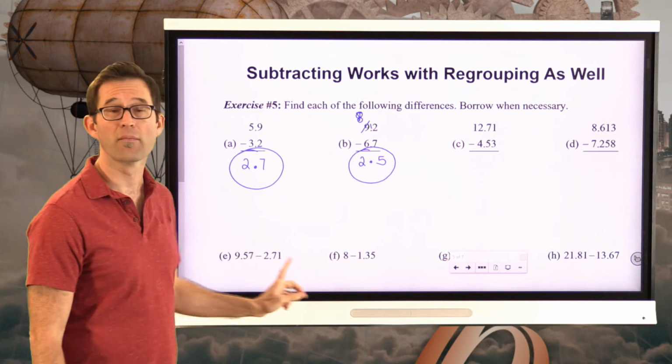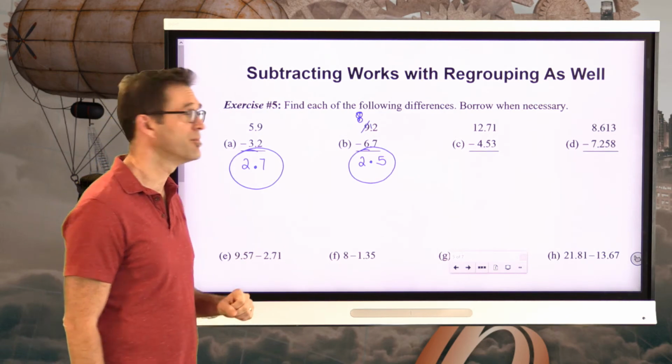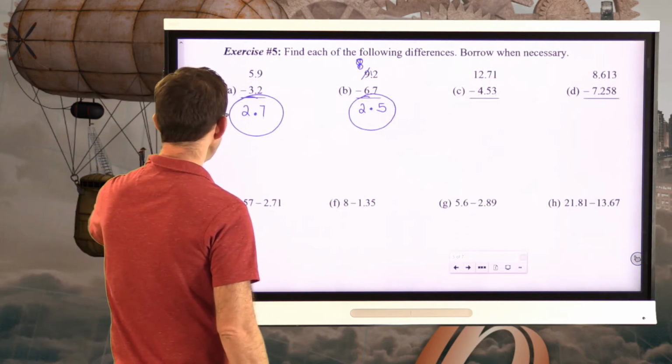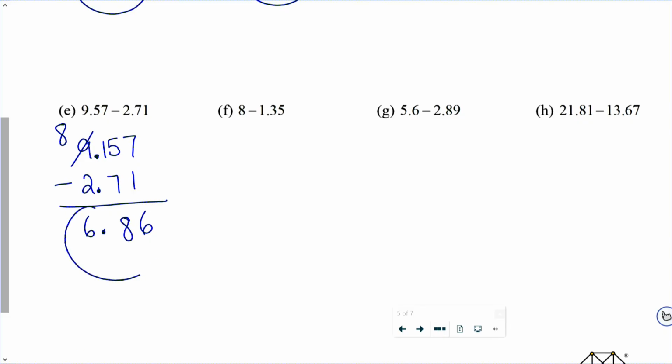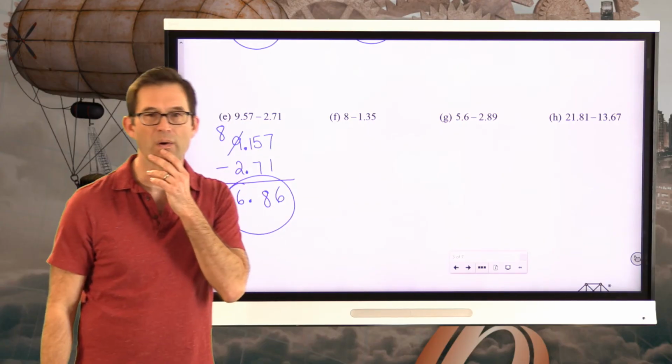Let's now do a couple of them like this, which we're going to want to rewrite. Let's tackle letter E. 9.57 minus 2.71. 7 minus 1 is 6. Can't do 5 minus 7, so we borrow 1 there, make that into a 15. 15 minus 7 is 8. 8 minus 2 is 6. And we have 6.86.